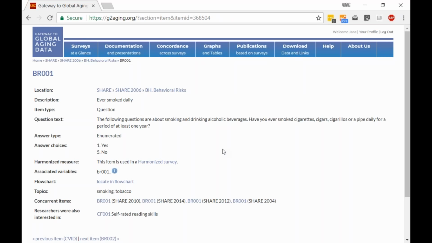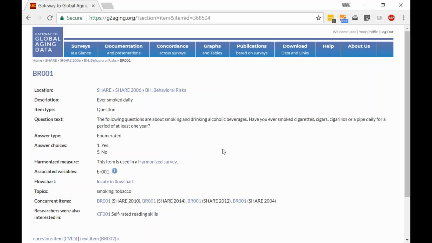So you can see for this question, the question text is, first the interviewer says, the following questions are about smoking, drinking, and drinking alcoholic beverages. Have you ever smoked cigarettes, cigars, cigarillos, or a pipe for a period of at least 1 year? So also notice this is in English.